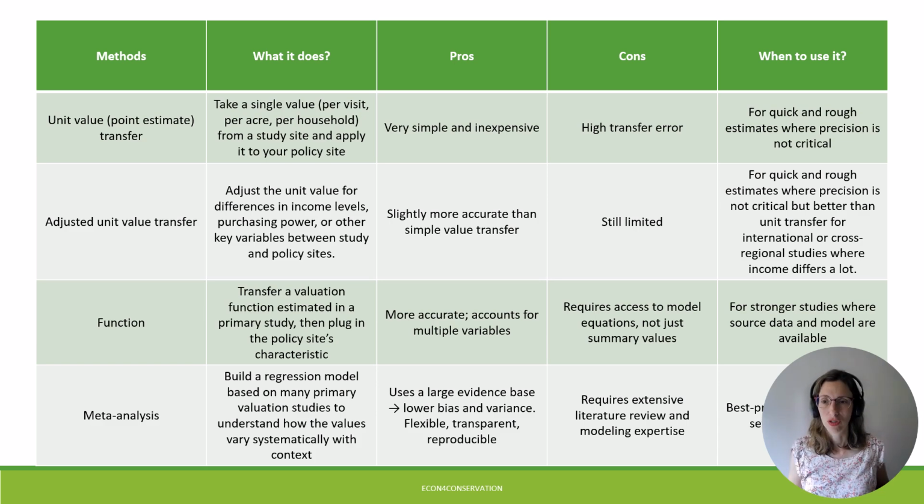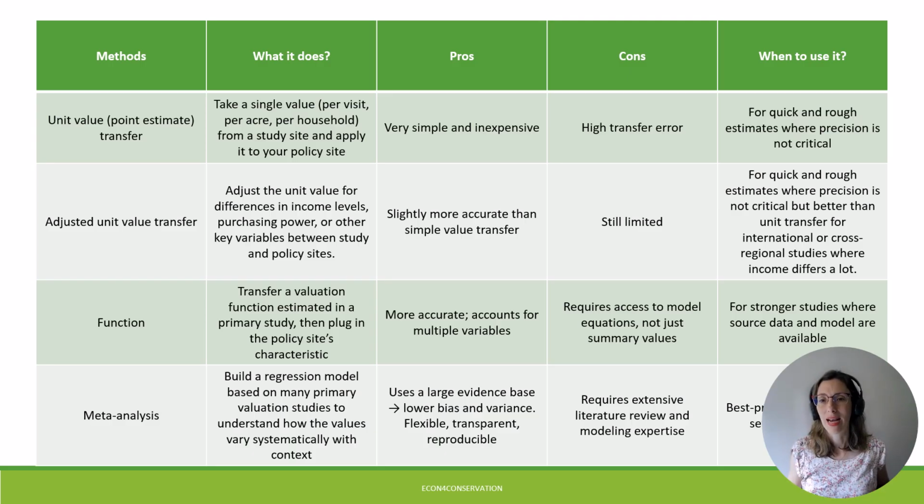Then we have the function transfer method. Instead of just using a single value, we transfer the valuation function, a model equation estimated in a primary study. That means if the original study modeled willingness to pay as a function of income, resource quality, or distance, you can plug in your own site's variables to estimate willingness to pay. Function transfer is more data-intensive, but it lets us tailor values more accurately to our policy setting.